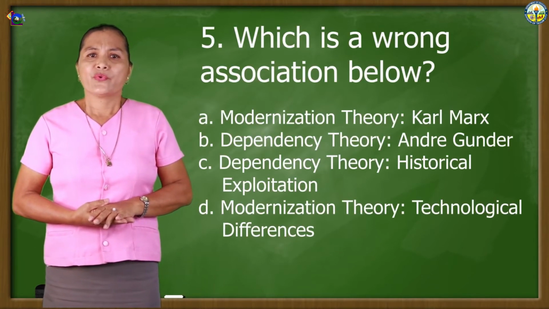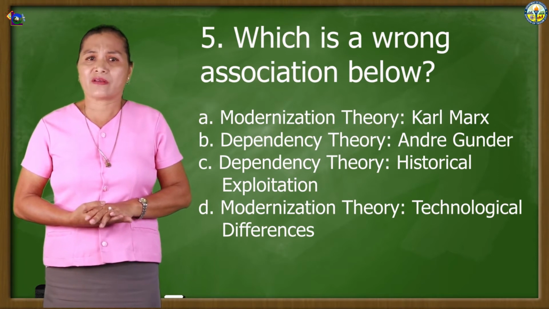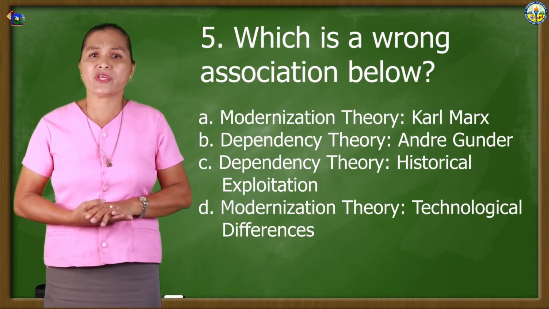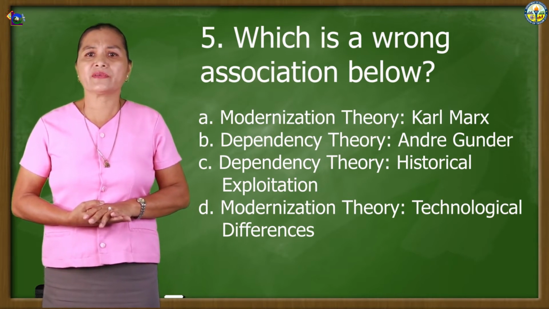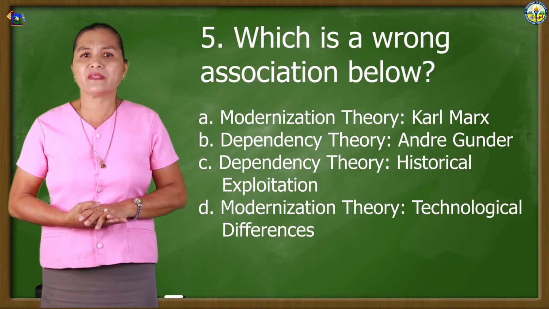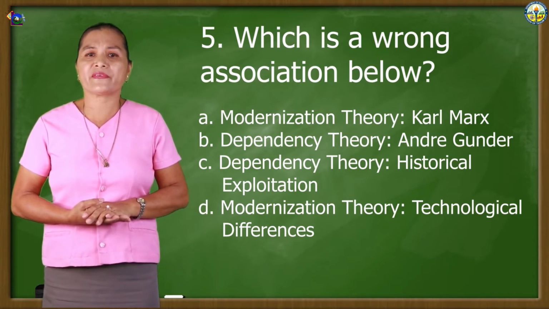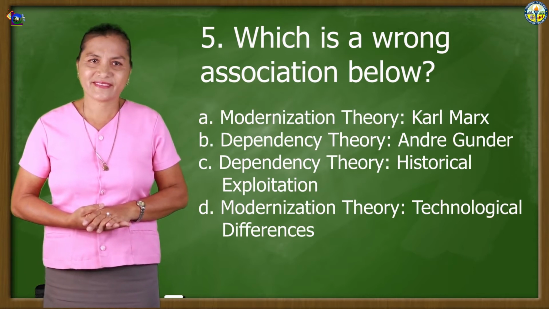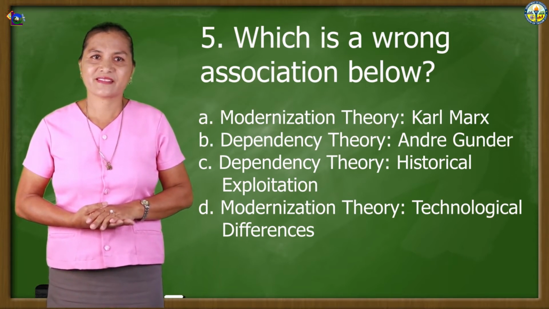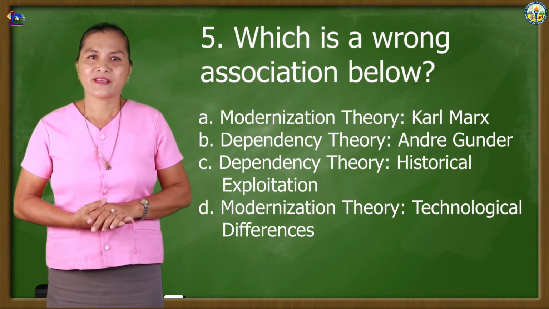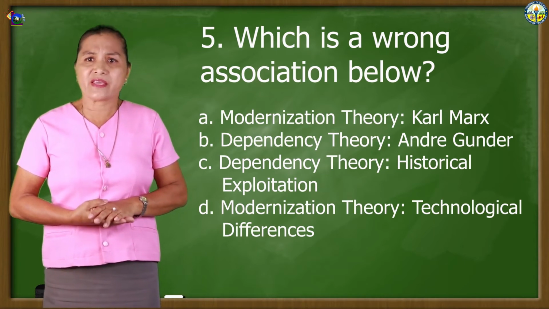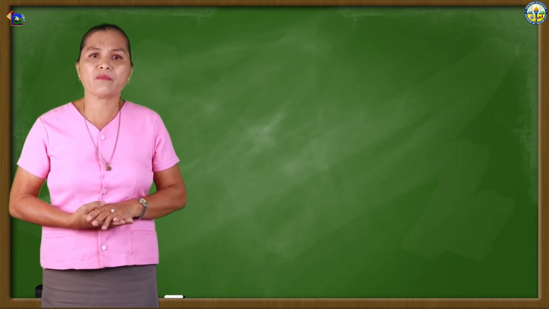Number 5. Which is a wrong association below? A. Modernization theory, Karl Marx. B. Dependency theory, Andre Gunder. C. Dependency theory, historical exploitation. D. Modernization theory, technological differences. You made it again. It's letter A, modernization theory, Karl Marx.